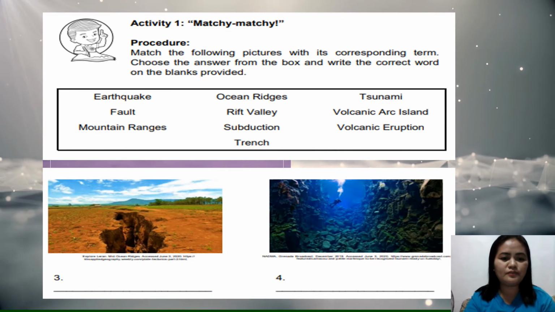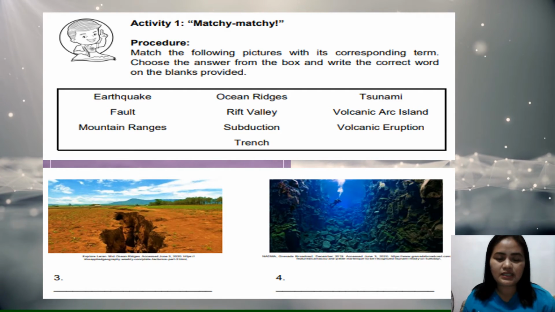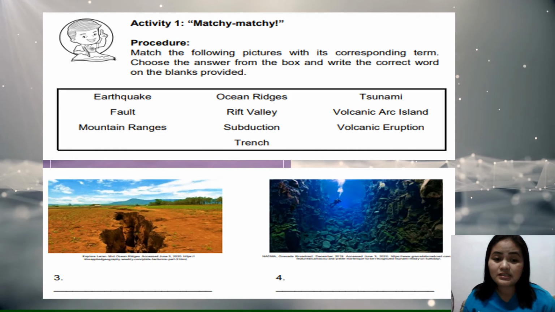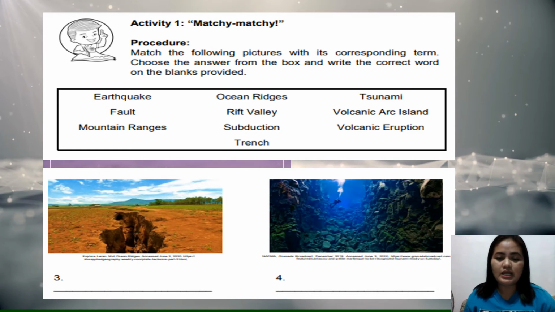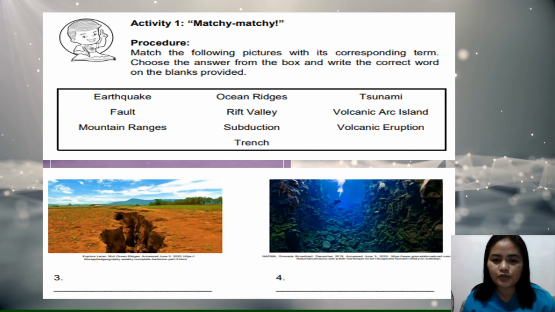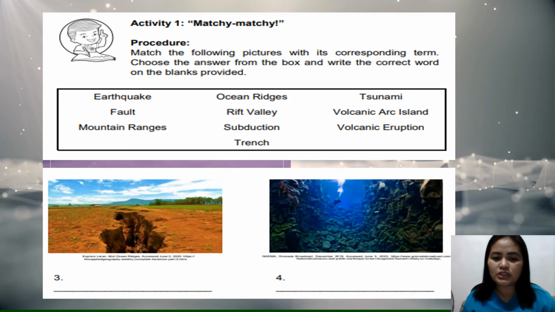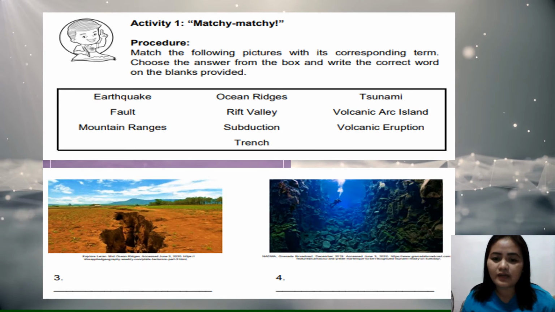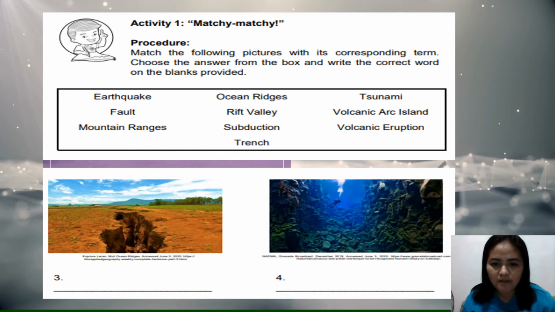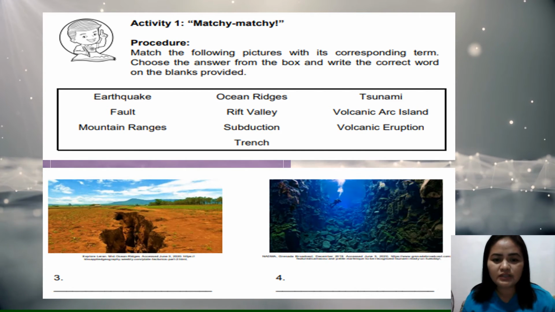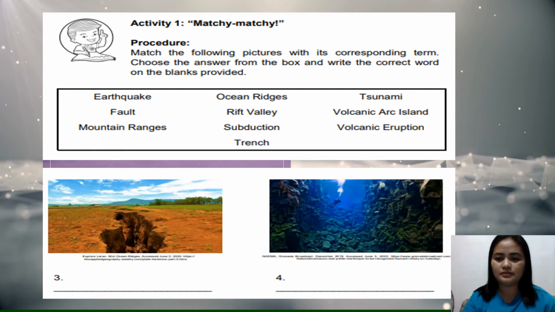And then, pictures number 3 and number 4. In number 3, it is in continental crust, having a crack, having a gap, a breakage. In number 4, this is under the ocean, in a very deep part of the ocean because you can see the rising part of land side by side and there is a diver enjoying in the middle. So how would you name this? Number 3 and number 4. Proceed.